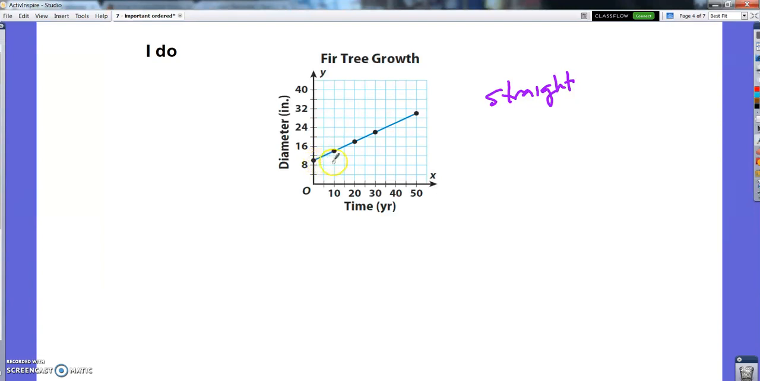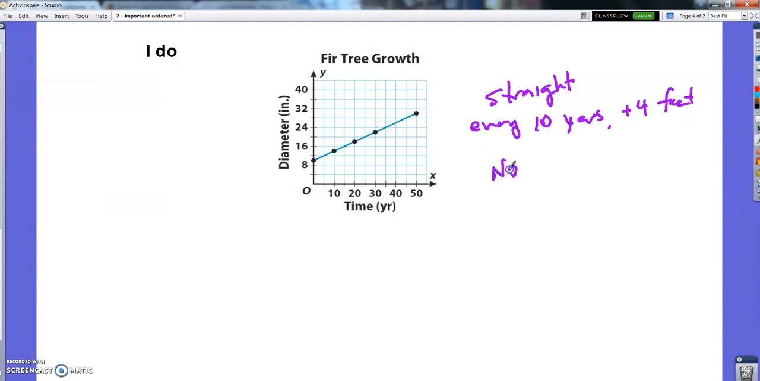Looks like every 10 years, if I go over 10 years, I go up about, what, 8, that would be 4, maybe 12. So maybe like every 10 years plus 4 feet, something like that. That's a great pattern. Add 10 years, add 4 feet.